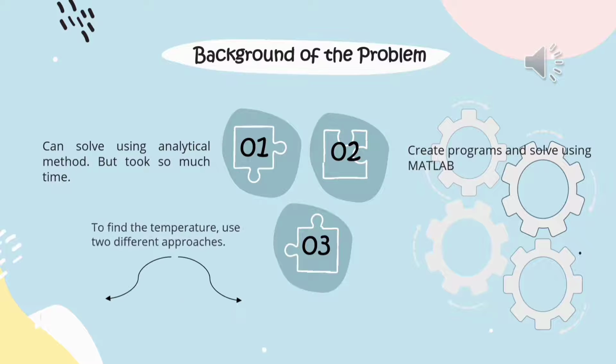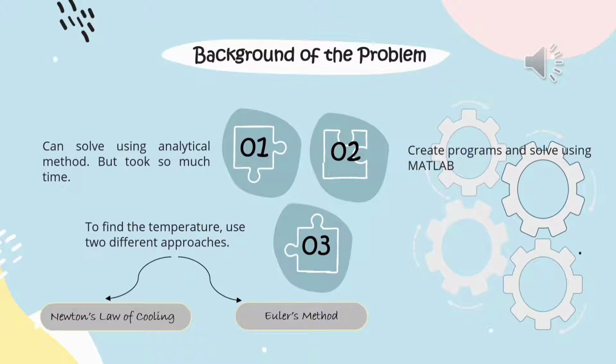The first one is, we can solve using the analytical method, but obviously it will take so much time. So instead of doing that, we can create programs and solve using MATLAB. As we have seen, we need to find the temperature of the dead body. In this case, we can use two different approaches, which are Newton's law of cooling and Euler's method.